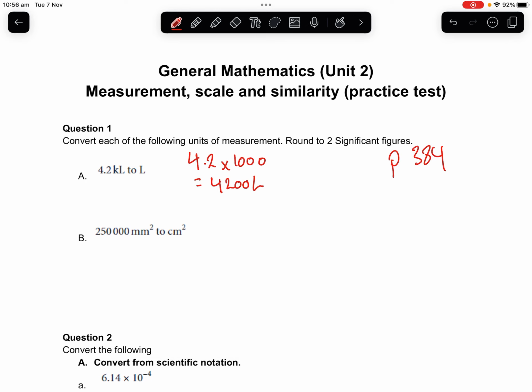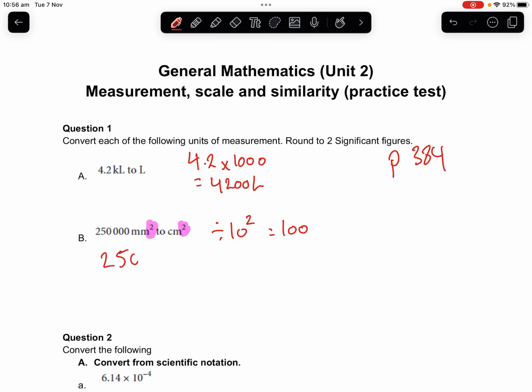Question 1b. 250,000 millimeters squared to centimeters squared. Pay very close attention to the squared symbols because you're going to be using different numbers to convert between squared and millimeters cubed, for example. Okay, so from millimeters squared to centimeters squared, you need to divide it by 10 to the power of 2, which is equal to 100.